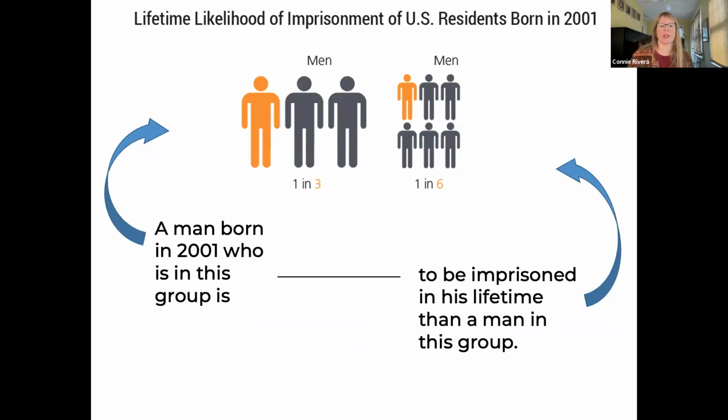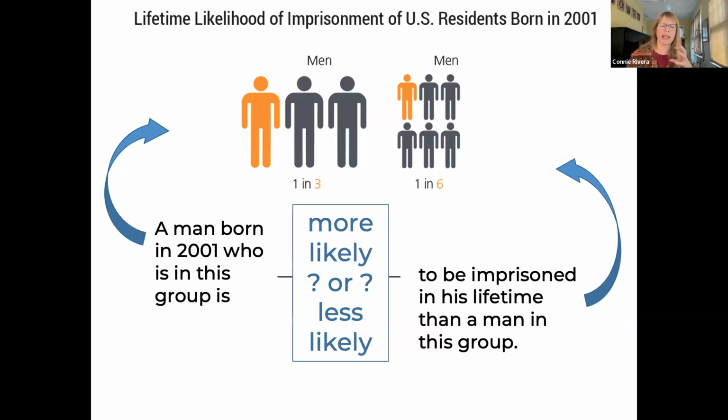So I go through a couple of questions that are saying, okay, a man who's born in 2001 who's in this group, is he more likely or less likely to be imprisoned in his lifetime than a man in this group? We're not going to stop to talk about the math of that, but I would definitely explore that deeply with the class. There are two slides here to get students thinking carefully about ratios because it can be really confusing that being in a fewer person group means that you're more likely. So give students lots of think time to explain how they determine their answer, and that will help other students find a way to think through it that makes sense for them.